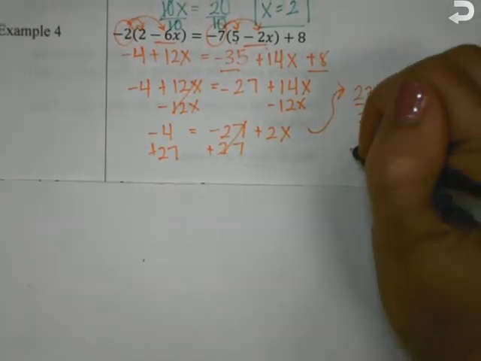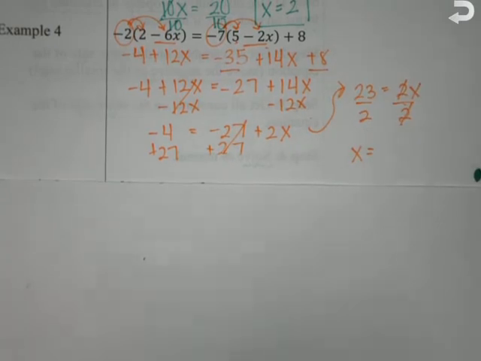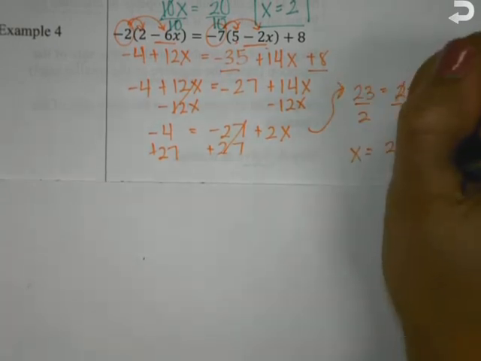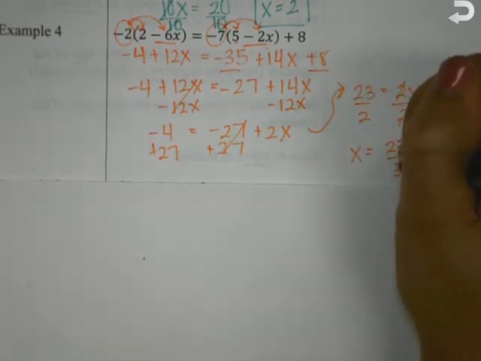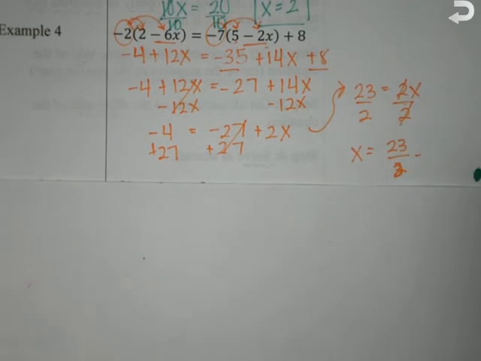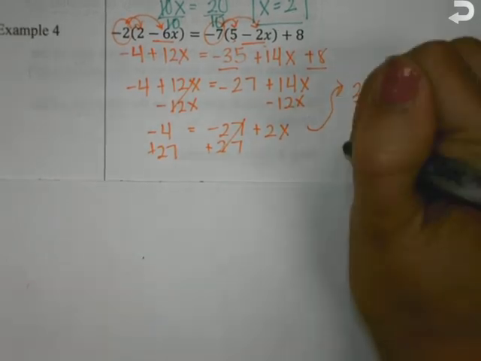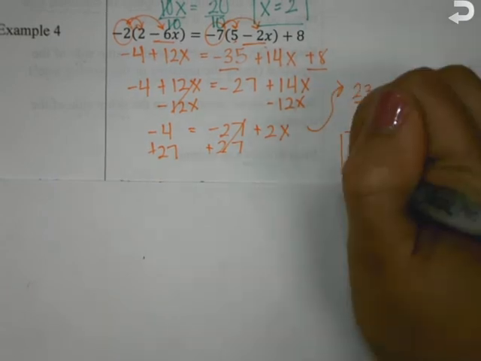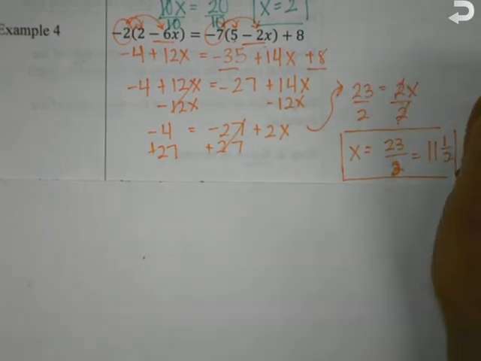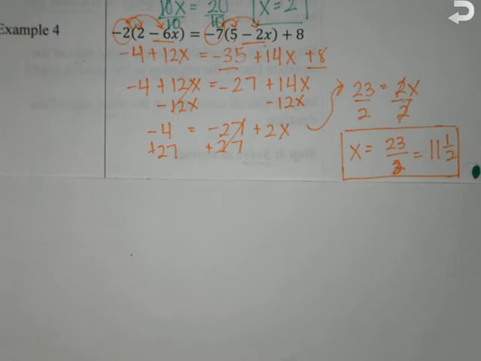23 over 2 is perfectly acceptable, or 11 and a half. Either one I will accept. Please don't give yourself more work and turn it into a decimal. Okay? But I prefer 23 over 2. But if you do 11 and a half, that's fine as well. Is there another one? Okay, example 5.